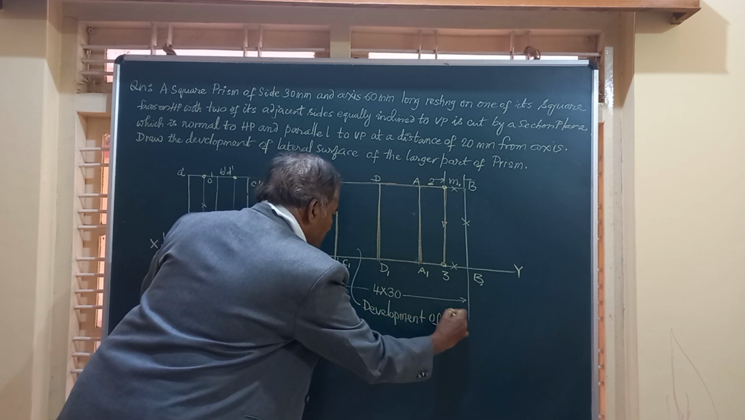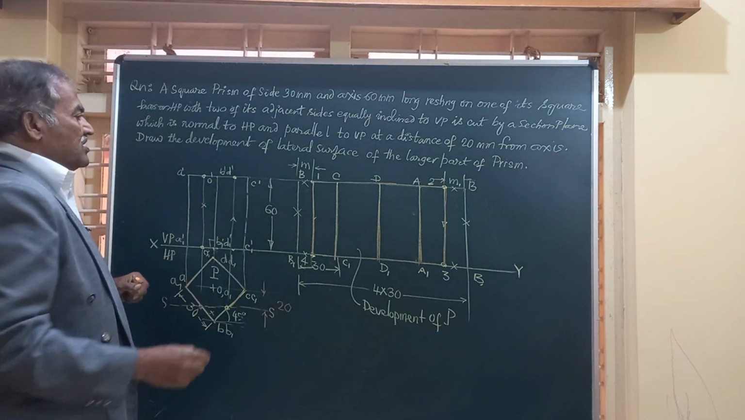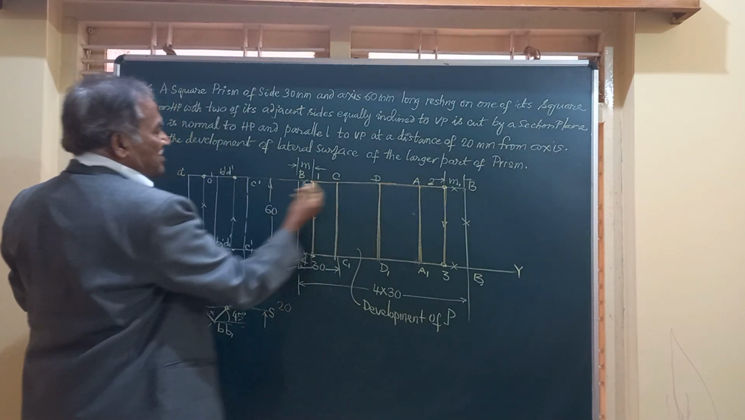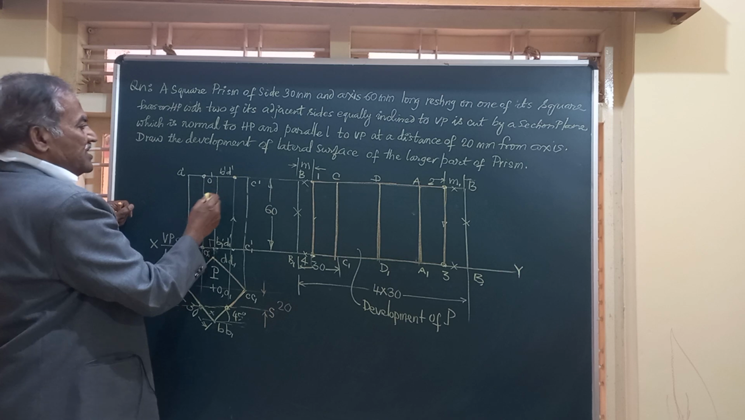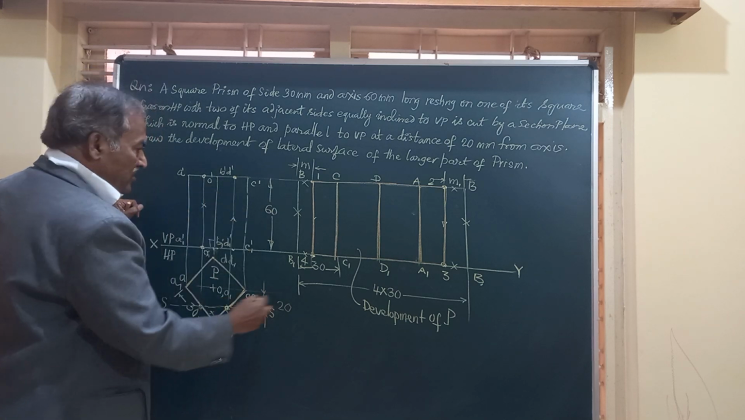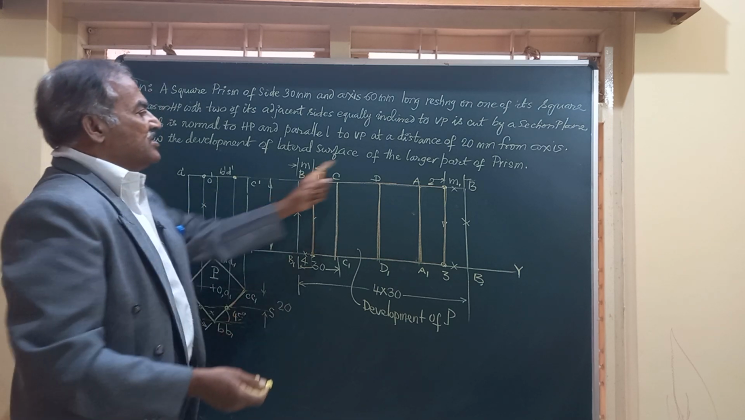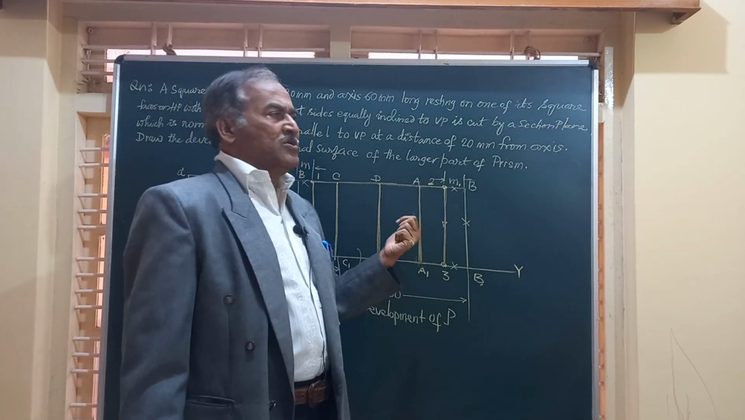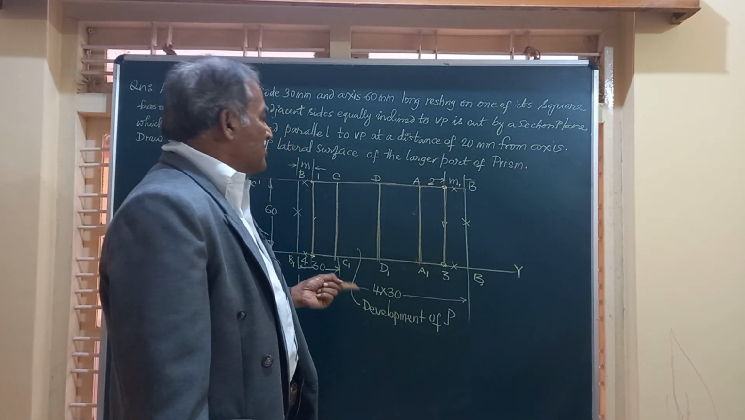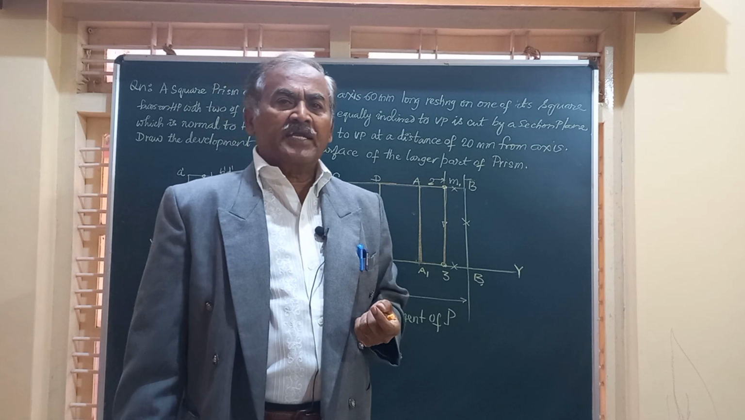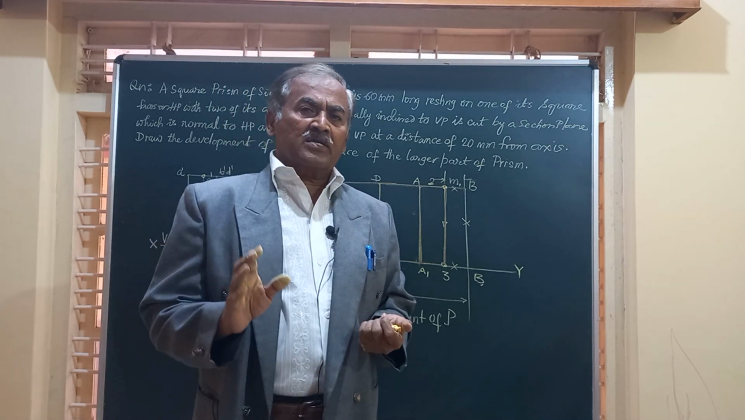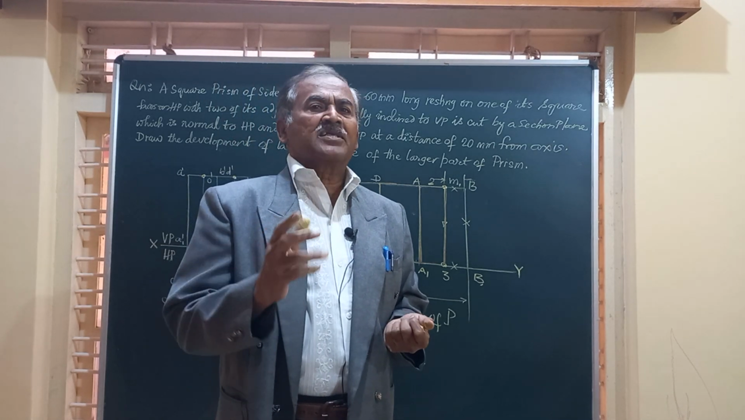P is the larger part of that. And friends, if you want, you can transfer these points also. 1 and 2 you can mark here. 1, 2, 3, 4, or here also you can just mark. Otherwise, we are interested only in the development. This figure or this rectangle will give you the complete development of the lateral surface of the larger part.